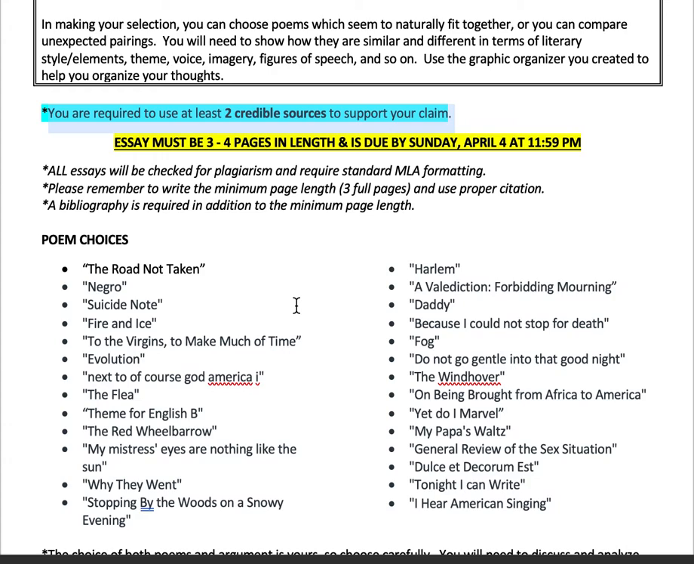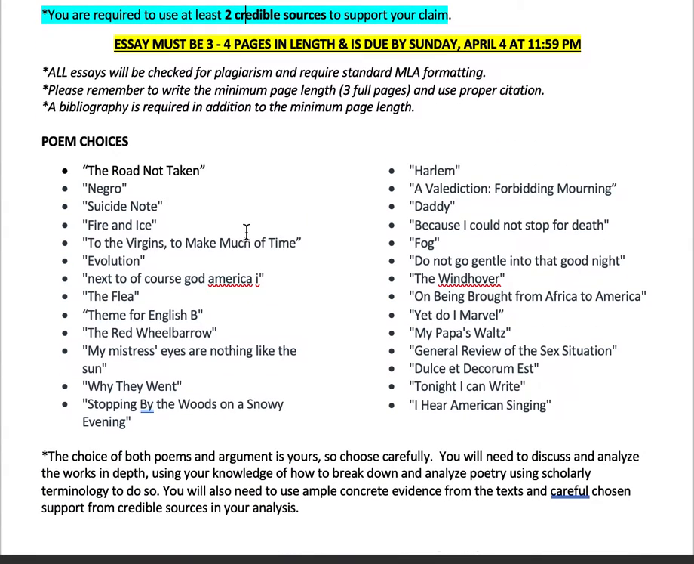So your essay needs to be 3 to 4 pages in length, and it's due by Sunday, April 4th at 11:59 p.m. That means everything is down to the bottom of the third page at minimum, uses proper citation, is checked for plagiarism, has proper MLA formatting, and a bibliography included. So your bibliography should have at least 4 entries, and then you should have the 2 sources and then at least 2 poems.